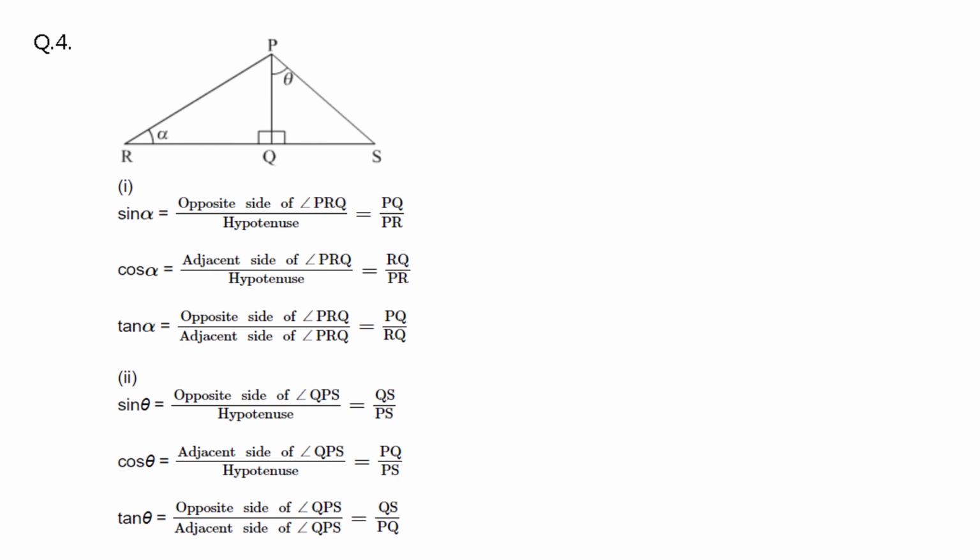So now write sin alpha is equal to opposite side of angle PRQ upon hypotenuse. That is equal to PQ upon PR. Cos alpha is equal to adjacent side of angle PRQ upon hypotenuse. That is equal to RQ upon PR. Tan alpha is equal to opposite side of angle PRQ upon adjacent side of angle PRQ, because angle PRQ is the given angle, which is equal to PQ upon RQ.